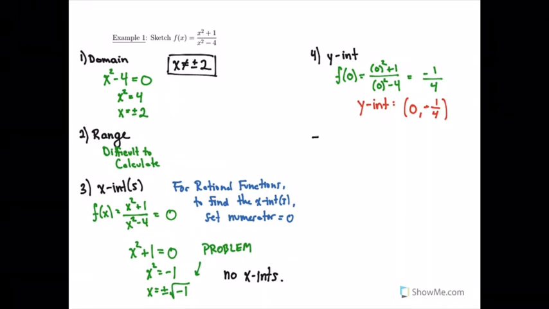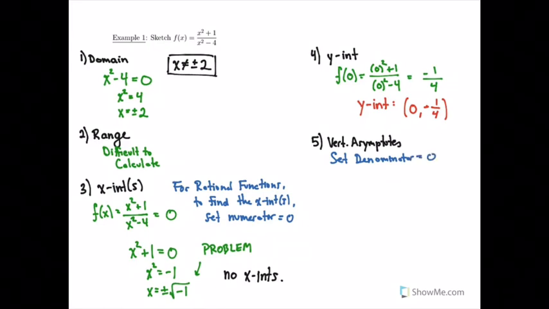Now let's look at step 5. We're going to look at vertical asymptotes, if there are any. To find vertical asymptotes, we are going to set the denominator equal to 0. And note, this is actually the same thing that we did for the domain. Because vertical asymptotes are domain issues, we're going to get, again, x equals plus or minus 2. Okay, vertical asymptotes are lines. We need to write them in a line format. X equals plus or minus 2.